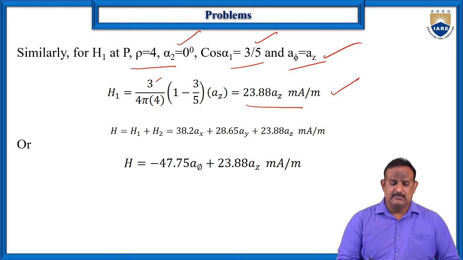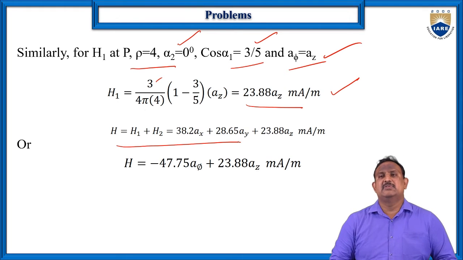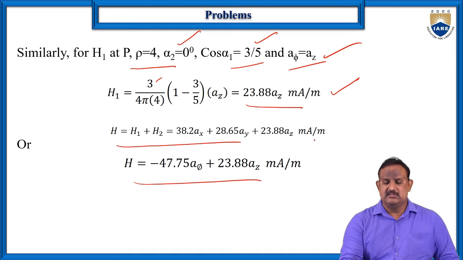So the total magnetic field intensity is H equal to H1 plus H rho. So it is the total magnetic field intensity.